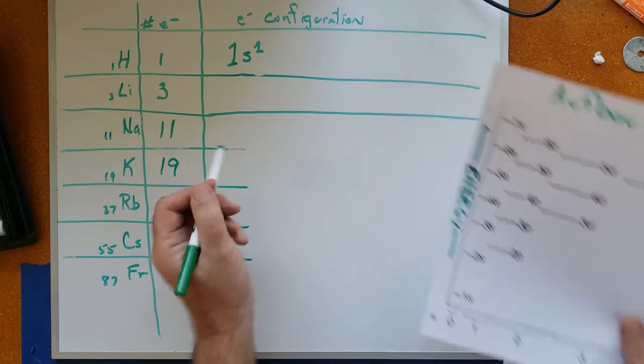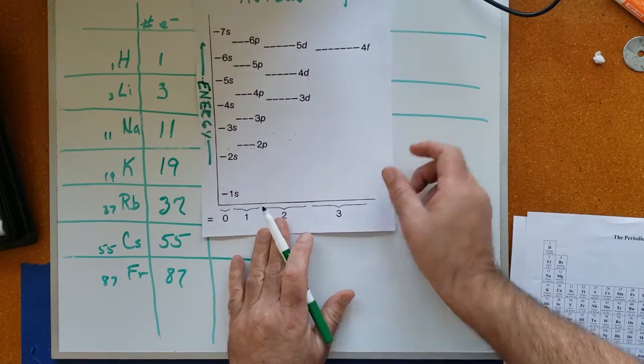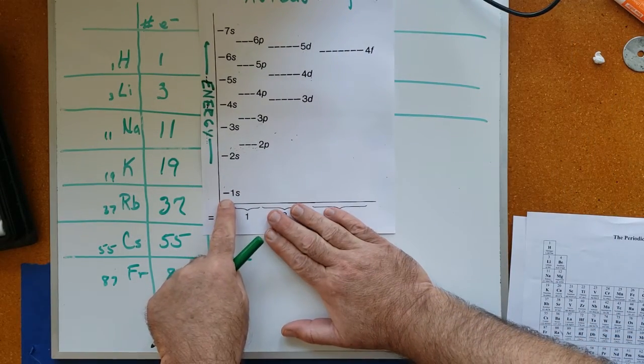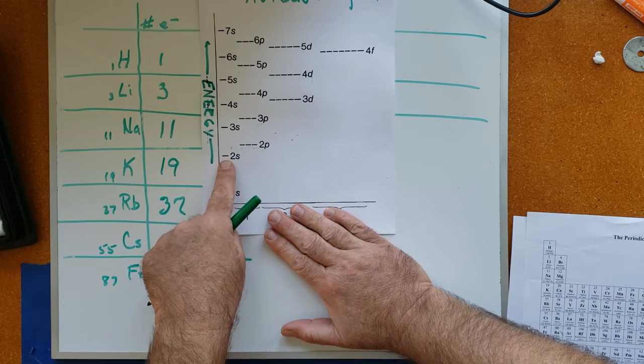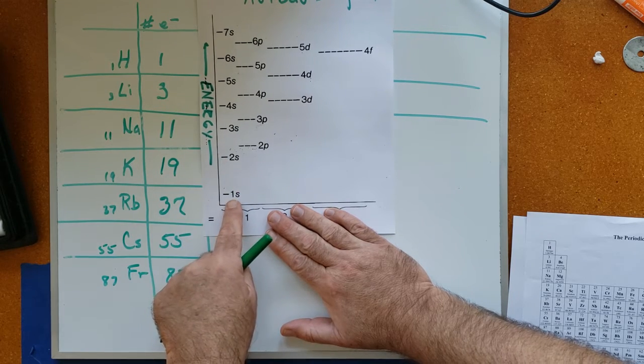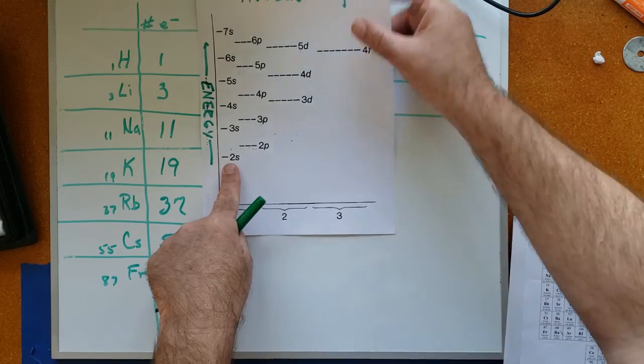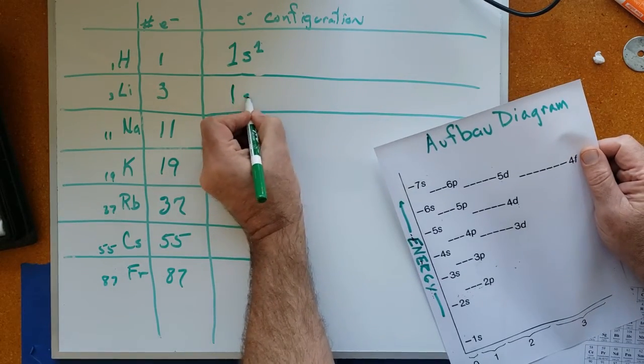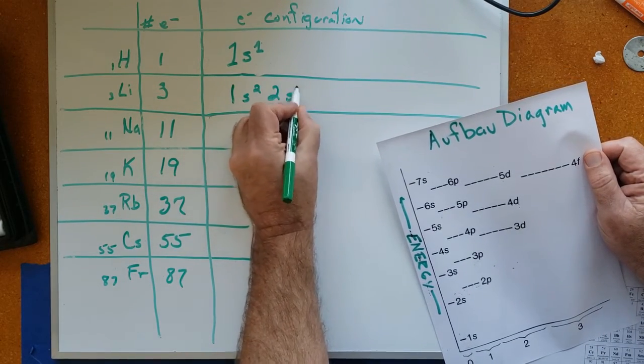Right. Now, how about lithium? 3 electrons. Well, 2 of them will go into the 1s, and the third one will go into the 2s. So it'll be 1s2, 2s1.